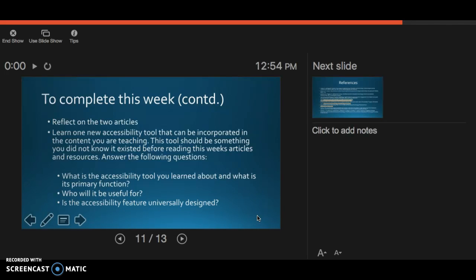As an activity, I'd like you to learn one new accessibility tool that can be incorporated in the content you're teaching. This tool should be something you did not know existed before reading this week's articles and resources. Answer the following questions. What is the accessibility tool you learned about and what is its primary function? Who will it be useful for? Is the accessibility feature universally designed?